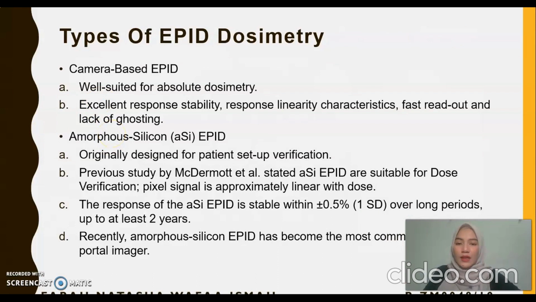There are two types in this presentation. In this study, we'll be presenting two types of electronic portable imaging dosimetry, which are camera-based EPID and amorphous silicon-based EPID. These are two-dimensional imaging EPID dosimetry systems. The first one, the camera-based, is particularly well suited for absolute dosimetry. This is due to their excellent response stability, response linearity characteristic, fast readout, and lack of ghosting.